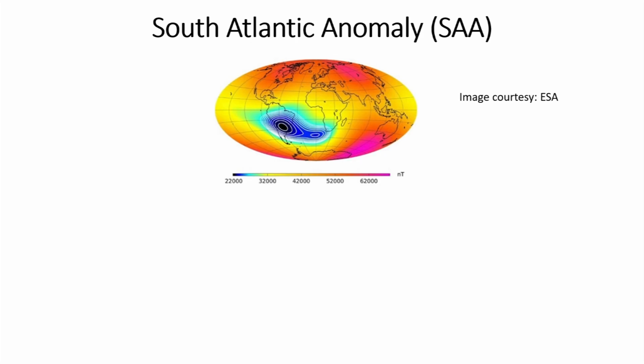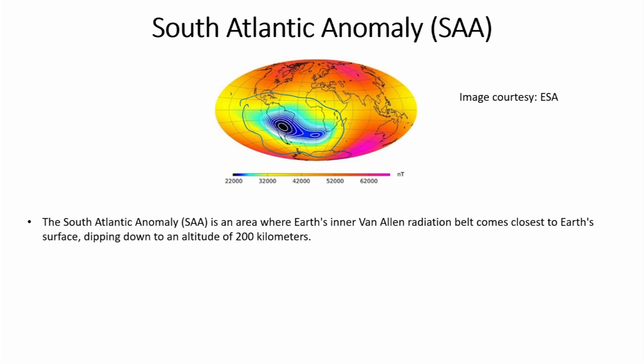Now, there is one phenomenon, or term, used in the radiation belt, called the South Atlantic anomaly. The South Atlantic anomaly is a portion of the upper atmosphere where the magnetic field is weak. There, the inner radiation belt's altitude reduces by 200 to 250 kilometers. This is an area where the Earth's inner radiation belt comes closest to the Earth's surface, dipping down to an altitude of around 200 kilometers.